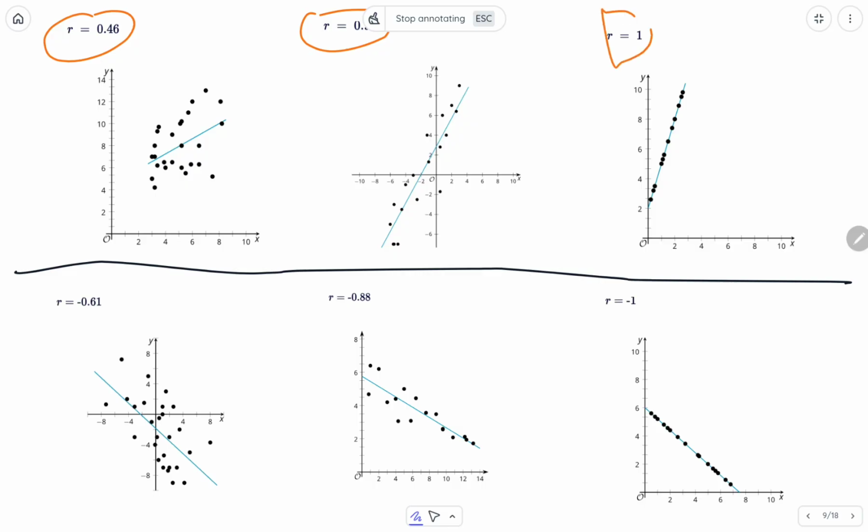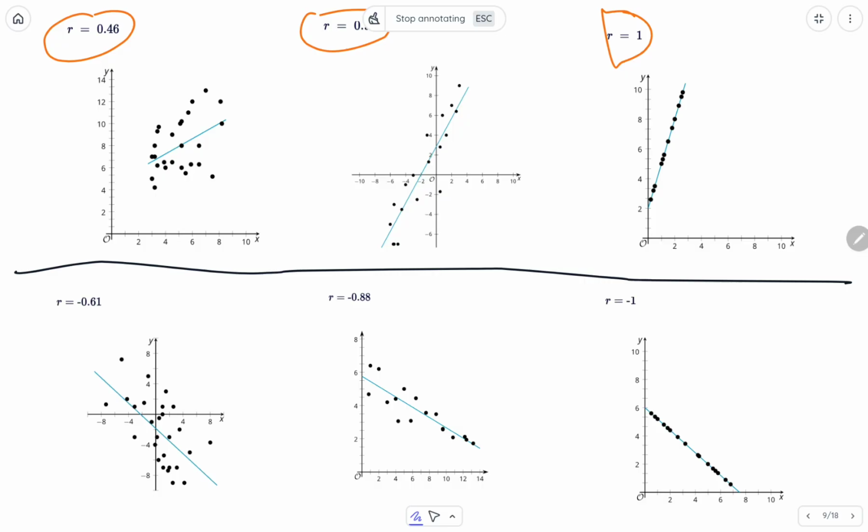And here we have a correlation coefficient of 1. That's the strongest one that you can have. So all of the points are on the line. All of the points are just making one straight line that is on the line of best fit. So this is an example of the strongest type of association that you can have.